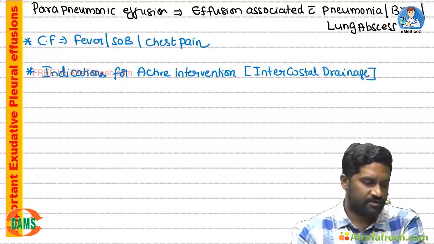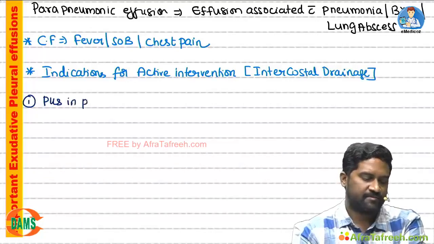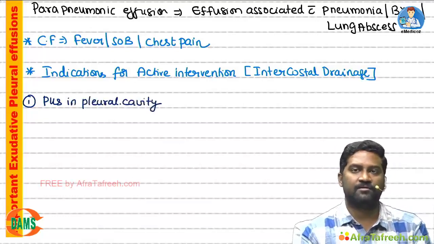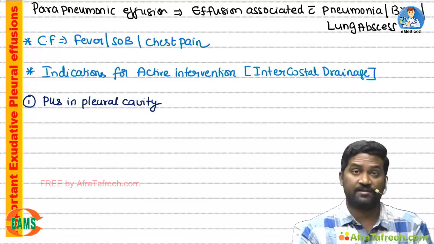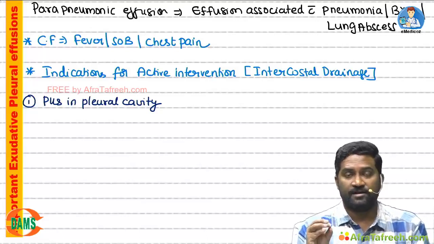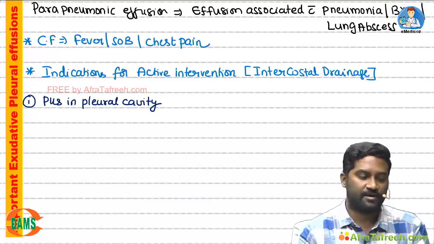So when should you immediately remove the fluid? 1. When there is pus. Pus anywhere should be immediately drained. So why especially in the pleural cavity? What is the adjacent compartment to the pleural cavity? It is the mediastinum. Pus is a huge source of infection. If that infection goes into the mediastinum, sepsis can develop very rapidly.